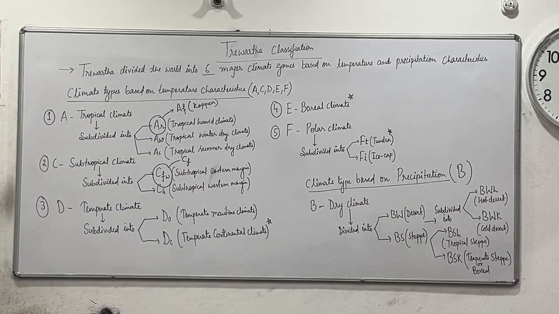So when you have to evaluate the scheme, you have to follow Köppen's scheme, right? Whatever merits and demerits we have in Köppen's scheme, the same you can highlight for the Trivarta classification also, because it is more or less a modified form of Köppen's classification. Okay? That is the point here. So this is your Trivarta classification.